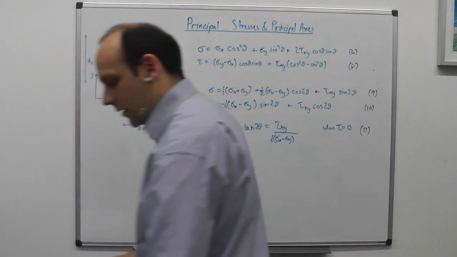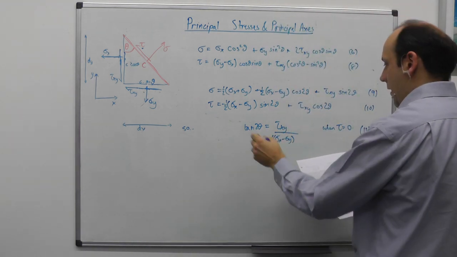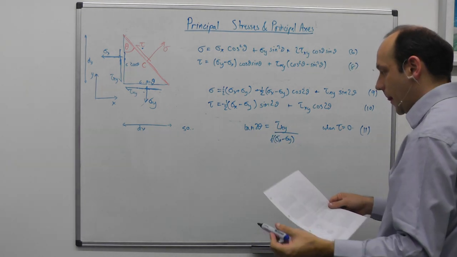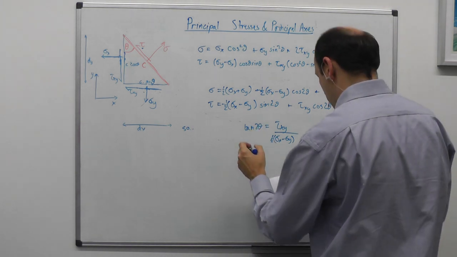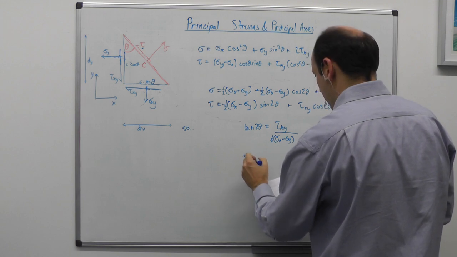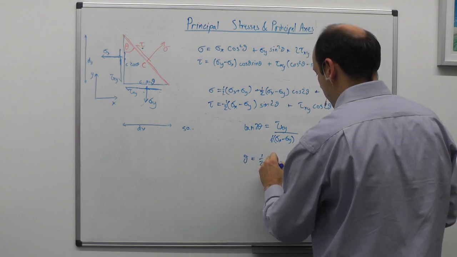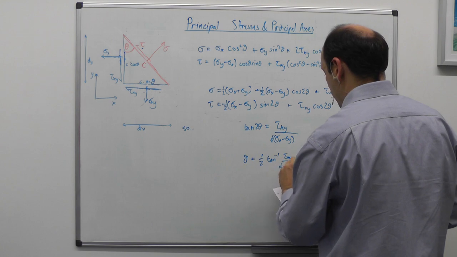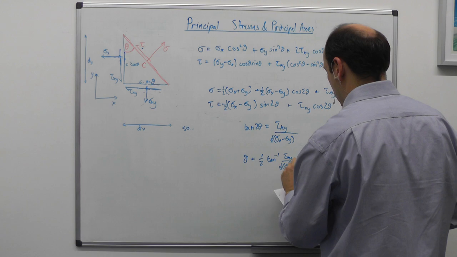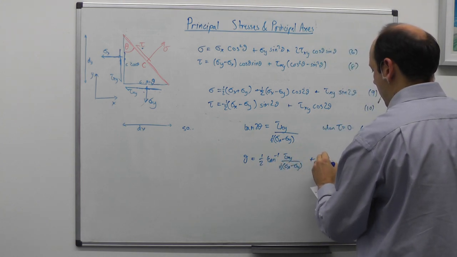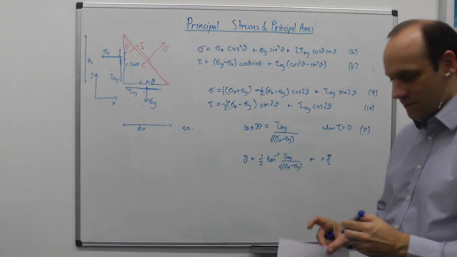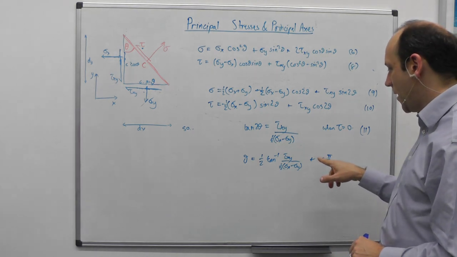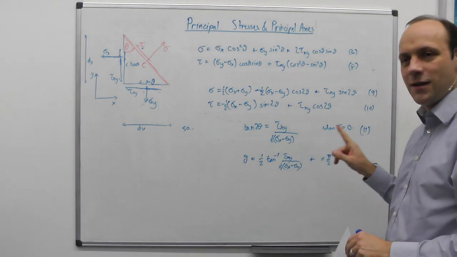Tan is periodic with a period of pi, so tan 2 theta is periodic with a period of pi by 2, so the value of theta that corresponds to this is equal to a half arctan, tan to the minus 1, of tau xy over a half sigma x minus sigma y, plus n pi by 2, n being some integer, including naught. So you can have that angle plus 90 degrees, that angle plus 180, that angle plus 270.